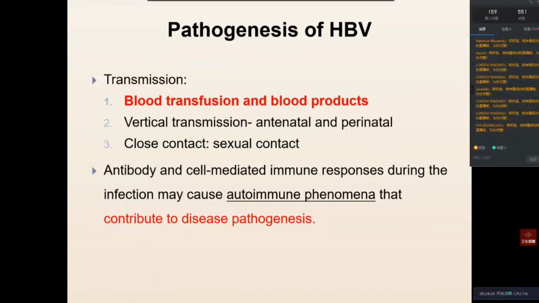During the HBV infection, antibody and cell-mediated immune responses during infection may cause autoimmune phenomena that contribute to disease pathogenesis. So that's the reason of why the virus can cause disease, because the immune system can respond to make antibodies and CTL, the CD8 positive T cells, and those T cells can attack the viral infected cells and lyse the viral infected cells, and this is the immune response.